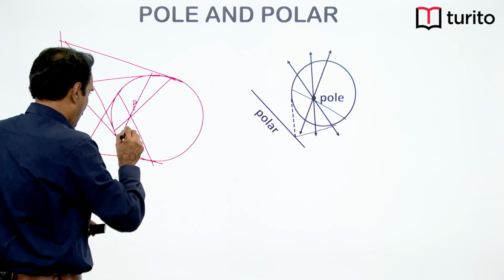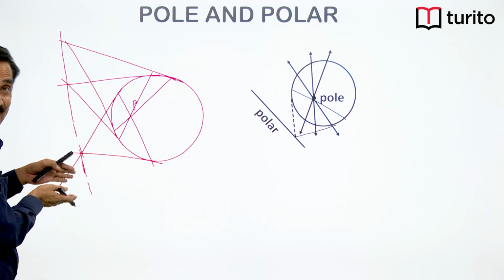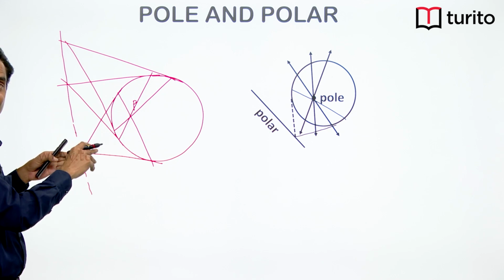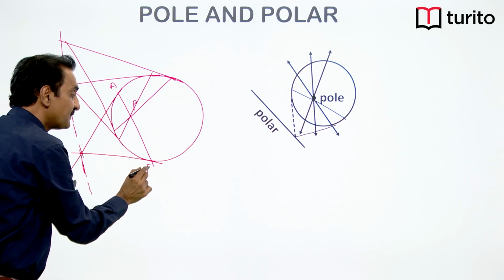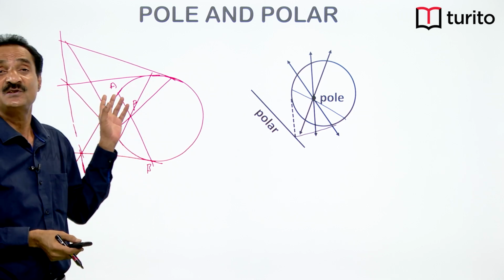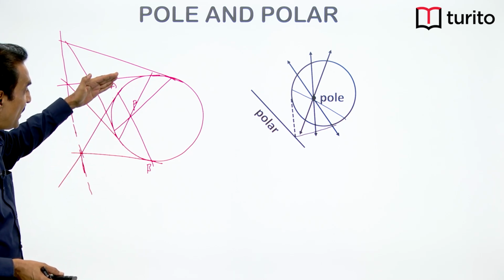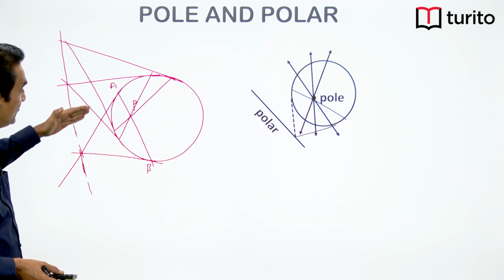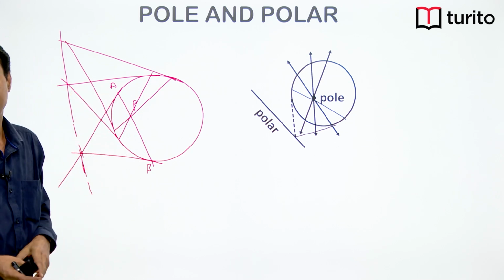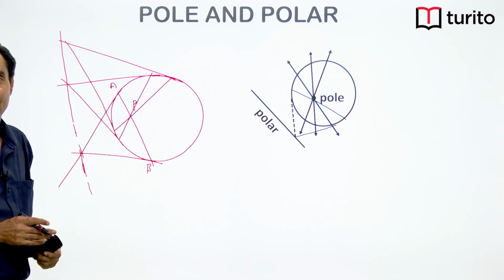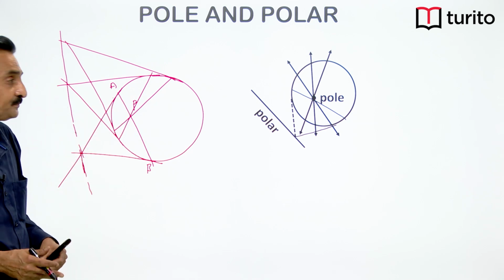How? The locus of the points of intersection of the tangents drawn at the extremities of a chord passing through a fixed point is a straight line. That straight line is called polar and that fixed point is called pole.